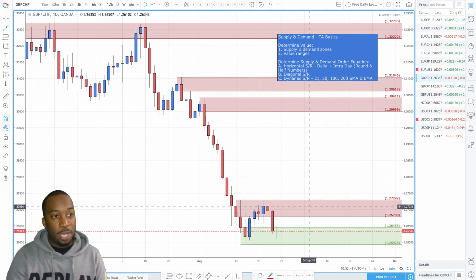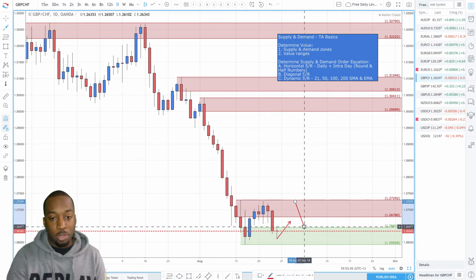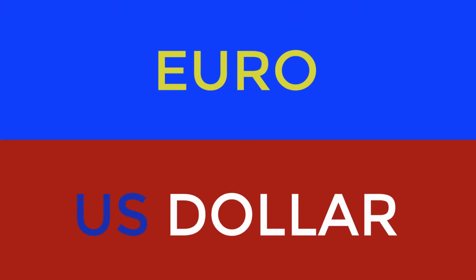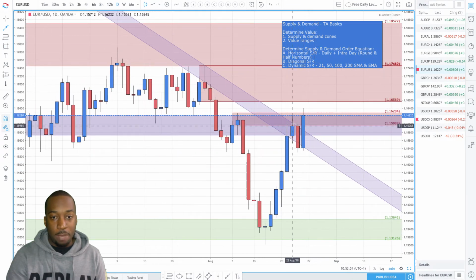If you're looking to buy the pound, potentially this is going to be your first area. This is going to be your second area to look to buy. Moving on to the euro dollar, and I am actually short.